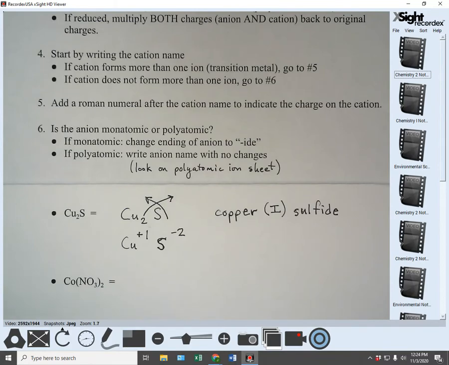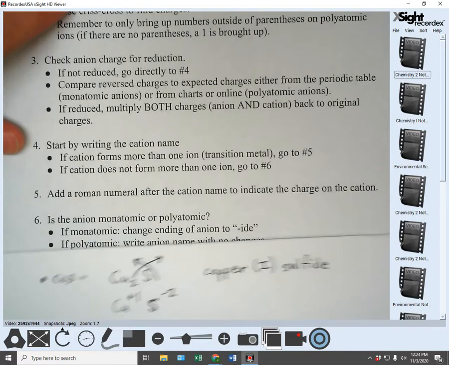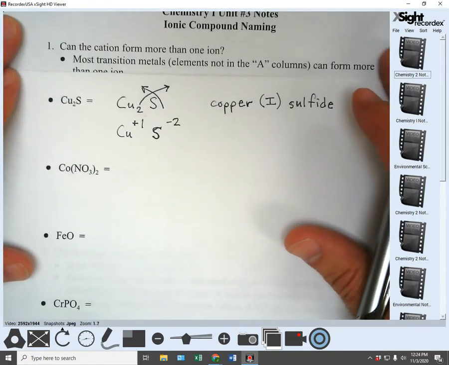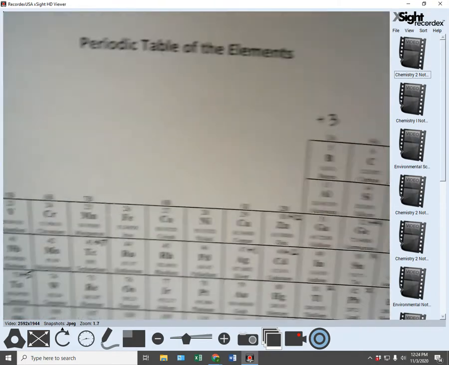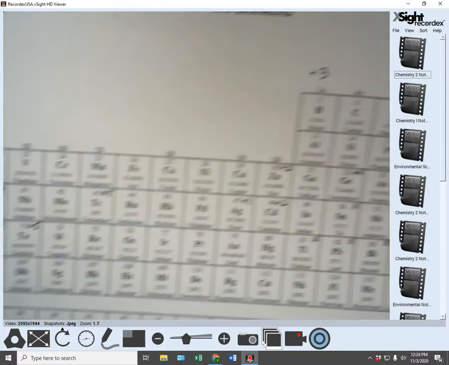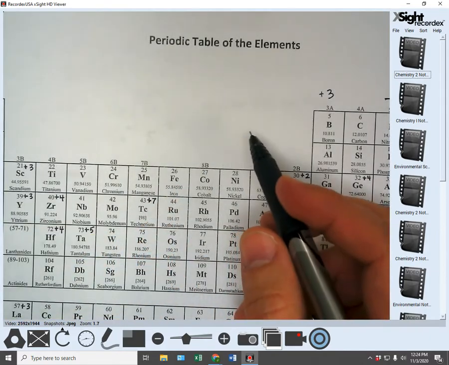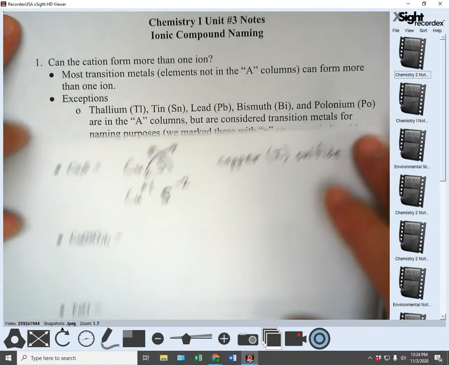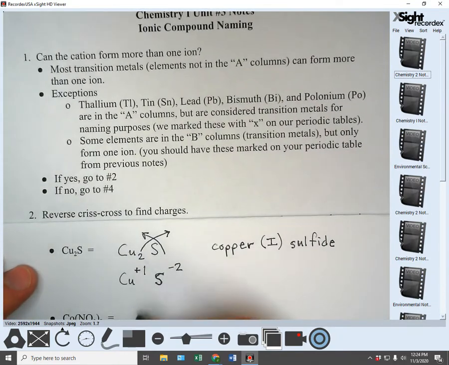All right, let's do another one. CoNO3 twice, Co(NO3)2. Okay. Can the cation form more than one ion? So we're looking at the positive thing at the beginning here, Co, cobalt. So we find it here. Yes, it can. We don't know the charge, so that means it can form more than one ion. Okay, so we go to number 2, reverse crisscross to find charges.